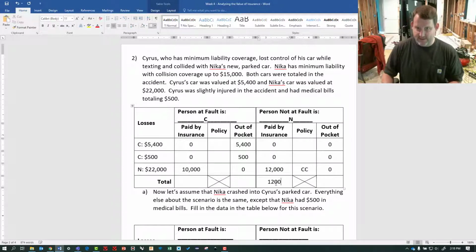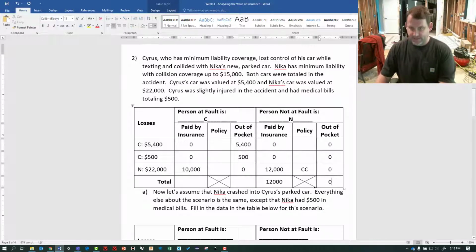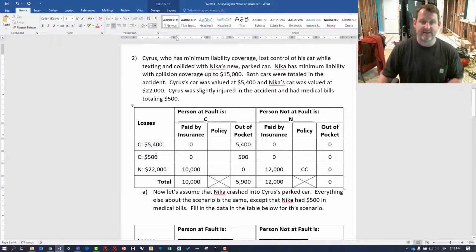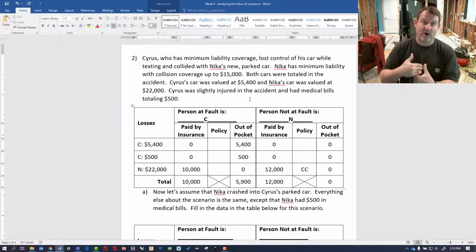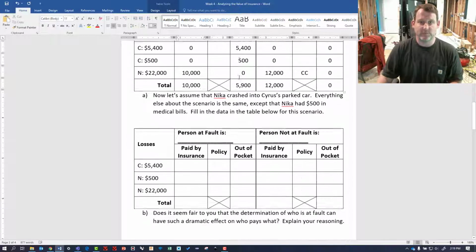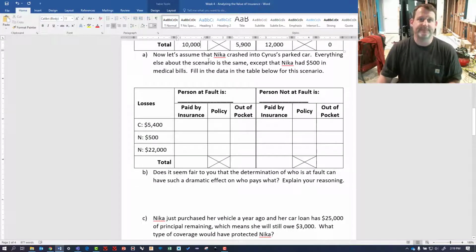So in this case, Nika has no out-of-pocket expenses. She has $12,000 from her insurance company. Cyrus is left with $5,900 in out-of-pocket, and his insurance is going to pay Nika $10,000 to make her whole. So far, so good. So collision coverage is all about covering you. Remember, liability is all about covering the other person. Collision's all about you. All right. Your car, I should say.